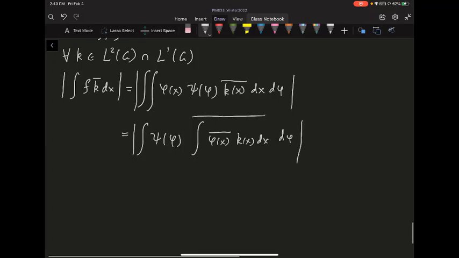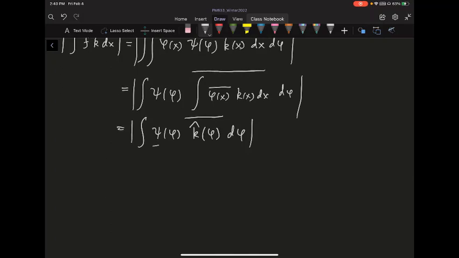The reason I put a conjugate outside is that now I have an integral of k against phi conjugate, which is just the Fourier transform of k. So this is equal to the integral of psi of phi, times the Fourier transform of k evaluated at phi, conjugated, d phi. Once we have that, I know psi is compactly supported, so it's certainly in L2, while k by Plancherel, I know k hat is also in L2 of G hat. So this is the inner product of the L2 function psi with the L2 function k hat.